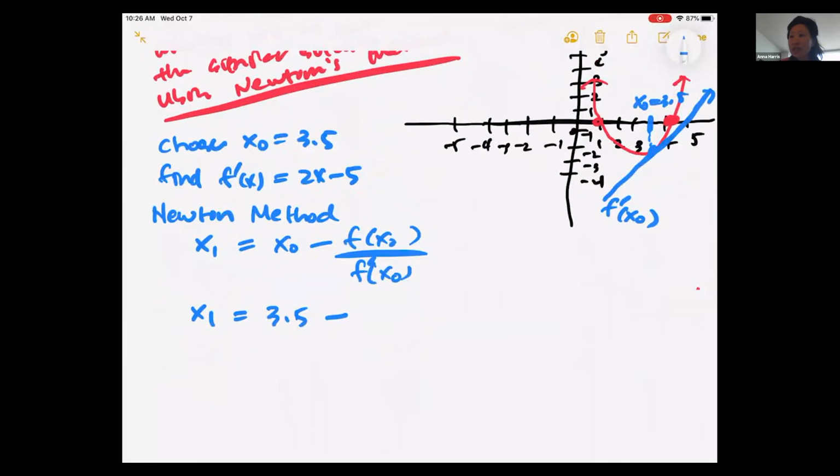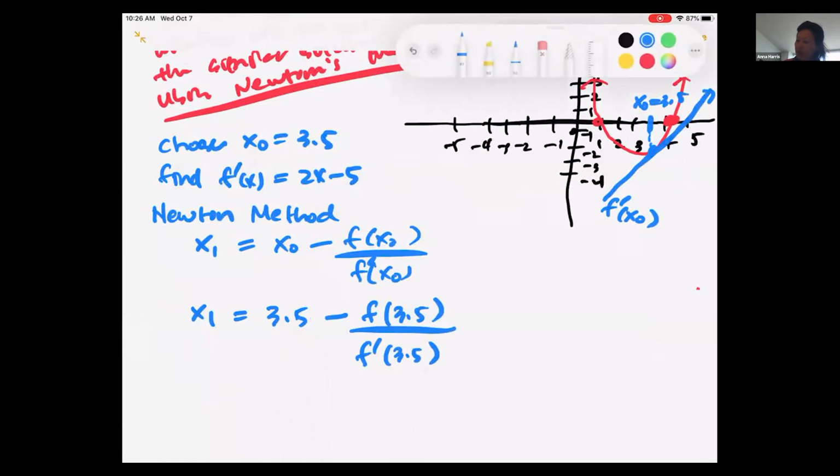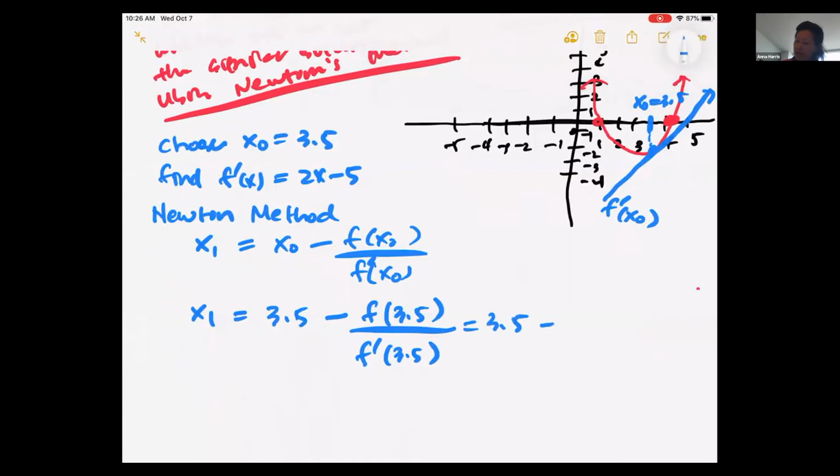I am doing this manually, and then we're going to write a program to do it. Okay, I'm just doing a simple problem with you, so you know what to do. So f of 3.5, everything divided by f prime of 3.5. So let's figure out what is f prime. That means 3.5 minus, what is f of 3.5?